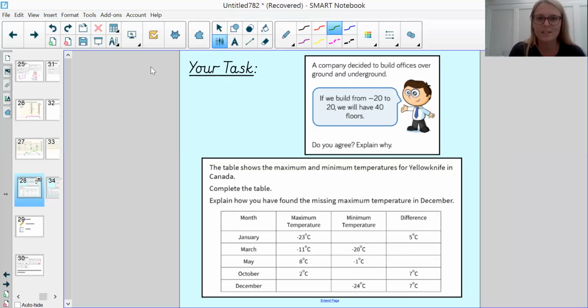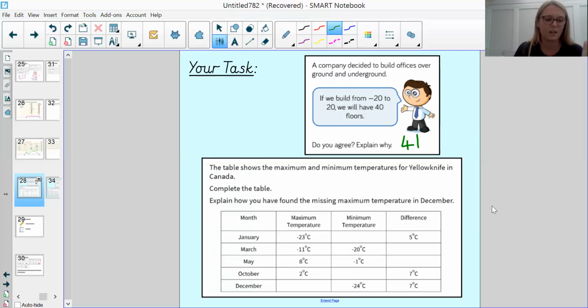Okay, let's look at the answers. A company decided to build offices overground and underground. If we build from -20 to 20, we will have 40 floors. Do you agree? Explain why. If you drew a number line and you jumped from -20 to 20, you would make 40 jumps. But that doesn't mean there would be 40 floors only, because you would have to include -20 in your counting of floors. So we wouldn't agree because there would actually be, well done if you got this, 41 floors.